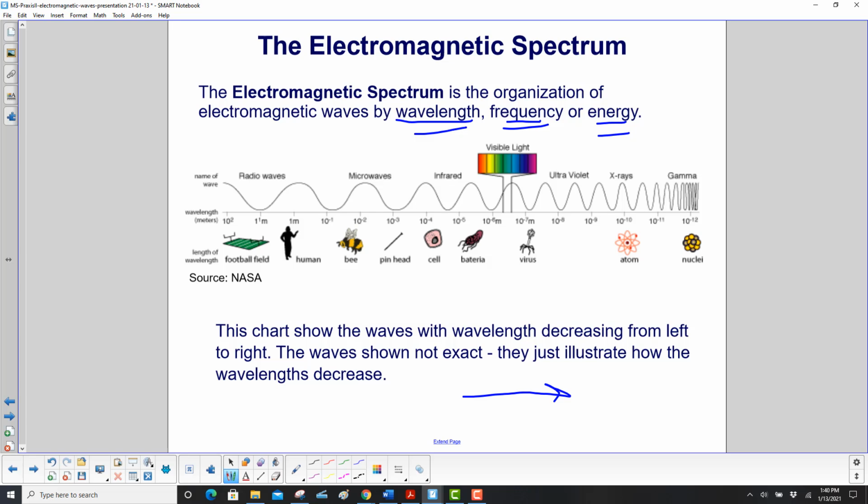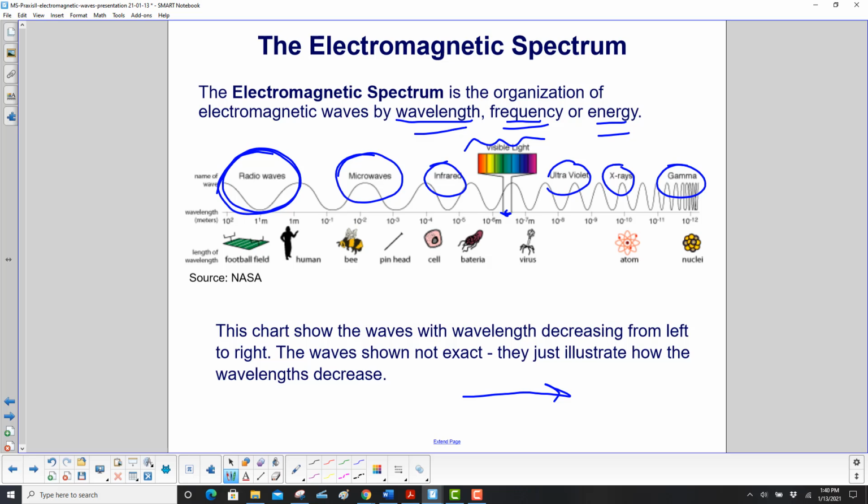So what do we have? The longest wavelengths, radio waves, then microwaves, infrared, and here's visible light, what we see every day, and it's just this little tiny piece of the spectrum. Then ultraviolet, X-rays, and gamma rays.